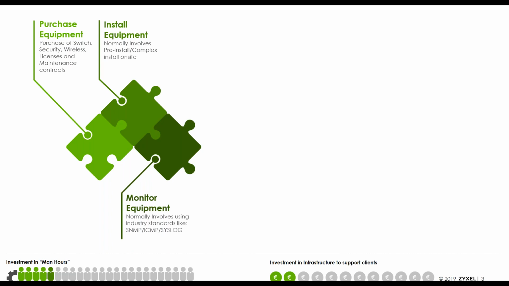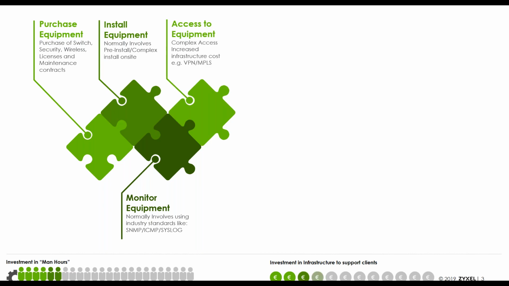Then you will implement some sort of monitoring equipment. This would be SNMP traps, ICMP, and potentially a syslog server, just so that you can maintain the network and look at the latency and things like that. Then you would set up some form of access to the equipment. This could be done via NAT rules, which can be quite insecure, so you'll have to lock it down with your firewall. Then there are the more secure methods such as VPN and MPLS networks, which can be quite complex to set up and also to manage.